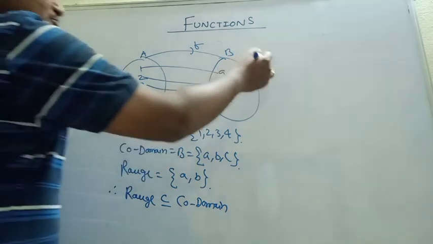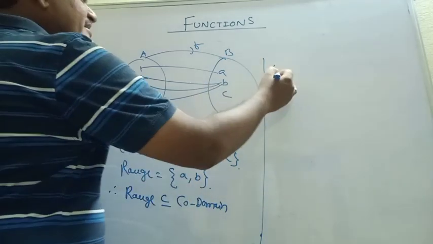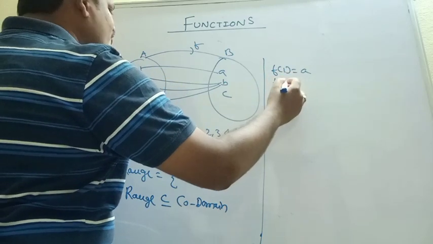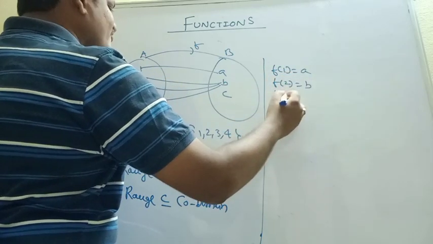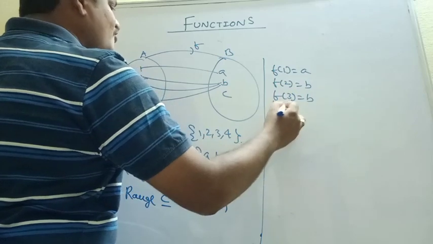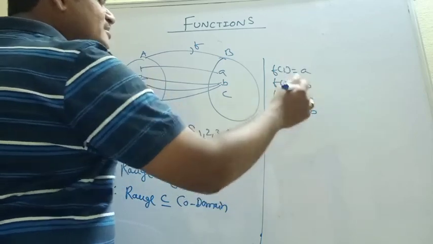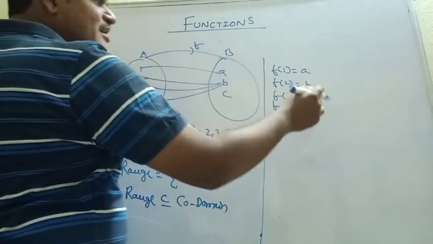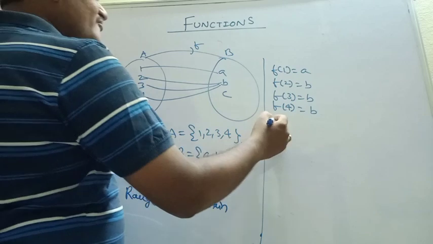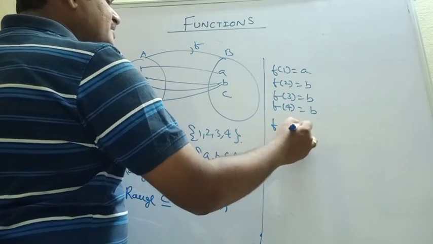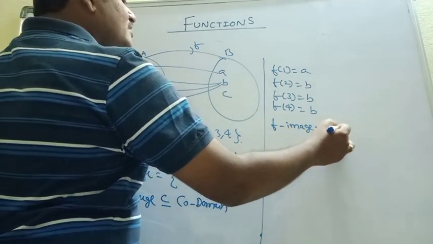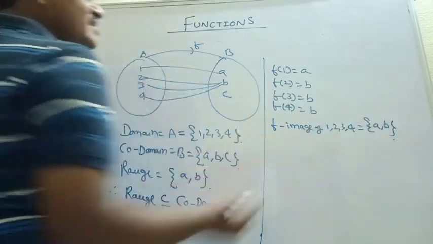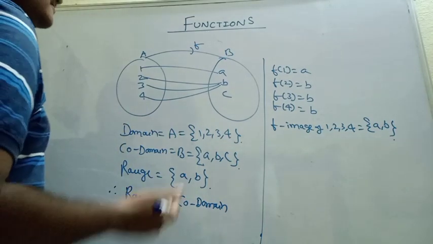And here one more thing you have to understand. We have f of 1 equal to A, f of 2 equal to B, f of 3 equal to B, f of 4 equal to B. These are the f images of 1, 2, 3, 4. Here A comma B are the f images. Therefore, the f images of 1, 2, 3, 4 are A comma B.